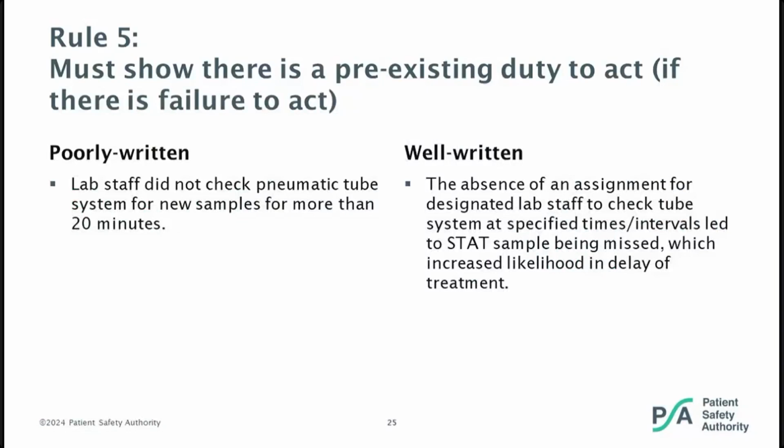We don't want to start blaming systems, correcting systems that aren't really in place or might not be complete systems to begin with. So our first example, lab staff did not check the pneumatic tube system for new samples for more than 20 minutes. I can see how that could lead to a delay if we have a time-sensitive specimen especially, but why did they not check?